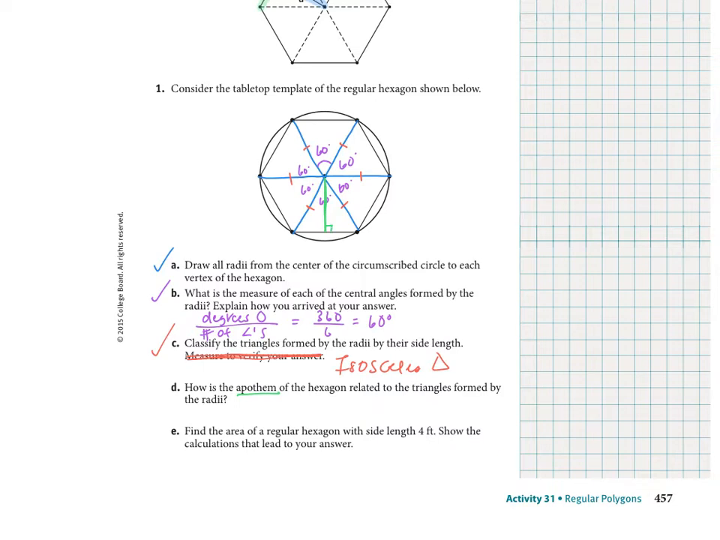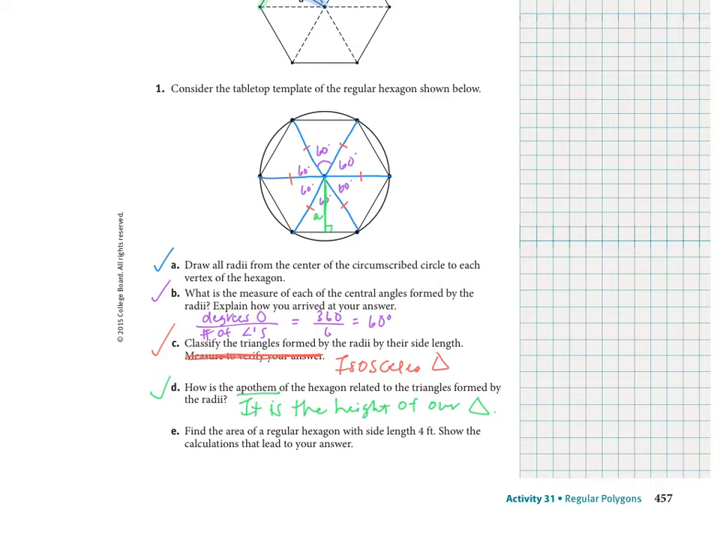So we're saying, how is this apothem, this line that we just drew, and let's just say letter A, how is that related to the triangles formed by the radii? Well, isn't that the height of our triangle? It is. So it is the height of our triangle.